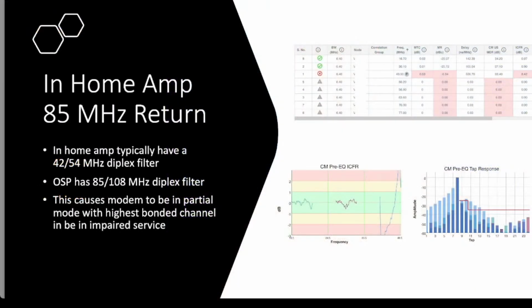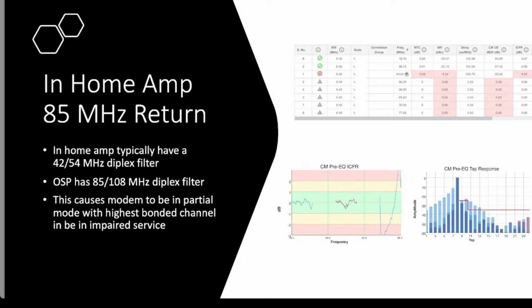On our next topic, so we talked about 42 megahertz return. A lot of operators are moving to 85 megahertz return. Some are even considering moving to 204 megahertz return. One of the interesting challenges that everyone has to keep in mind is some subscribers have their own in-home amplifiers. And even though you're upgrading your plants, you may not be upgrading your subscribers' in-home amplifiers. And that can have some unique consequences on the cable modems behind those amplifiers.